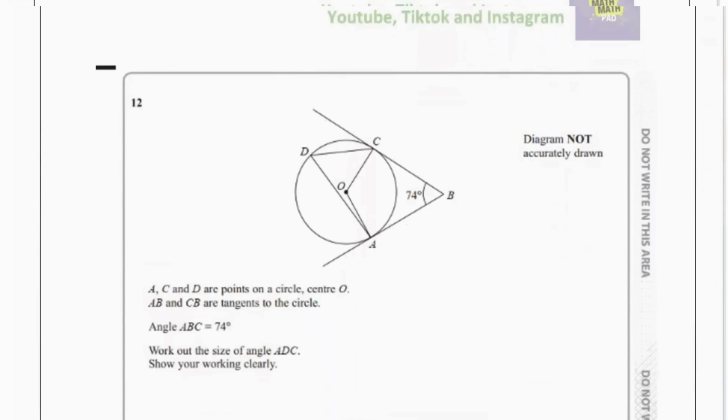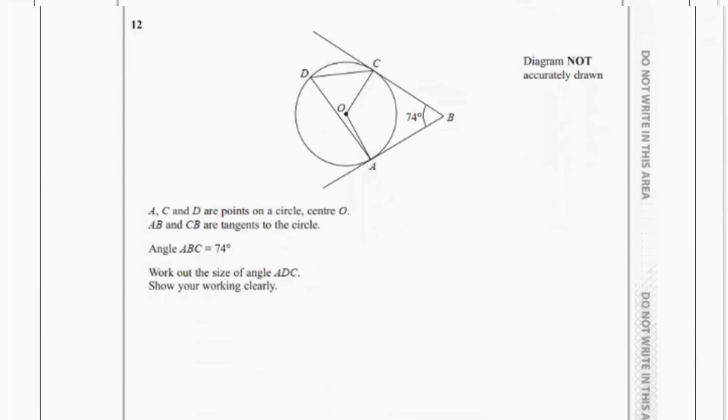So you can get a question for circle theorem since that did not come in paper 1. In this one it says A, C, and D are points on a circle with center O. AB and CB are tangents to the circle. Angle ABC is given as 74. We have to work out the size of angle ADC. So we have to work out this angle.